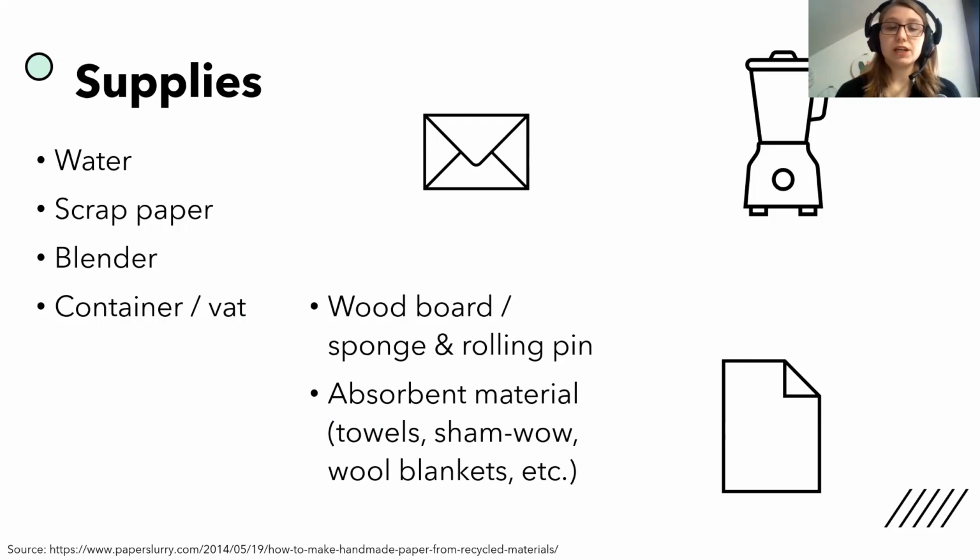And you'll also need an absorbent material. So I've seen a lot of people use towels or those really absorbent ShamWow cloths. You can also use wool blankets and different kinds of felt. So basically, you need stuff to create a paper slurry, and then you need to be able to dry it.